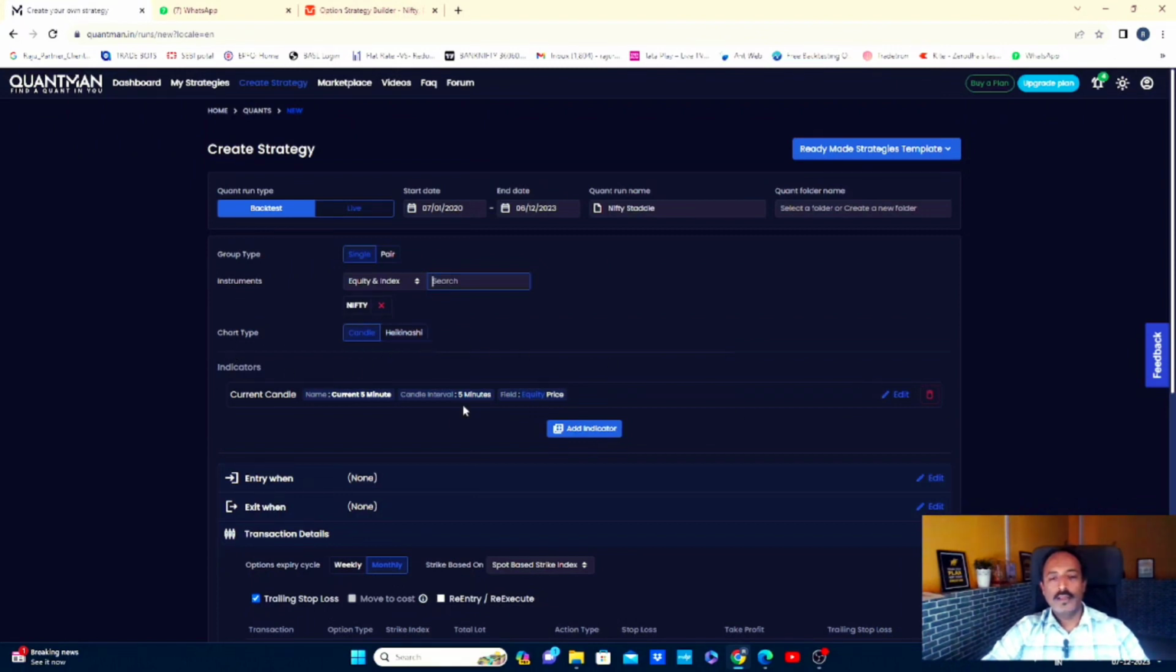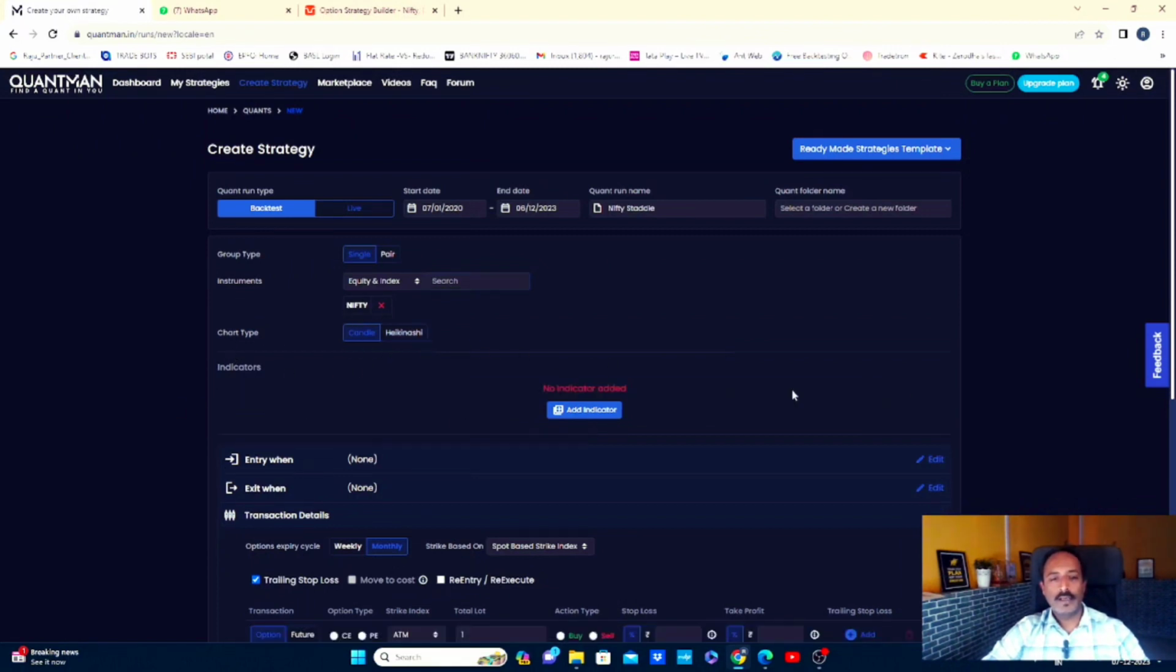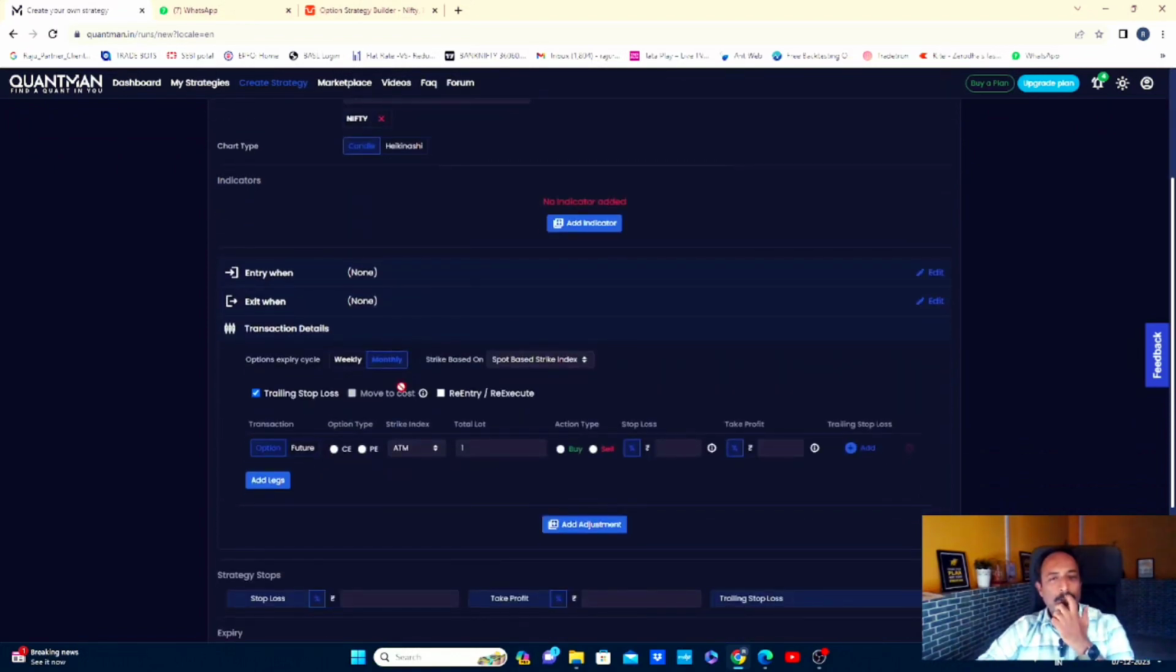These indicators are not required here, so let's delete them. So now Straddle is selling at the money call and put, right? So it's very simple. At what time you want to sell, you have to define in the system. So we have to give the system like enter when.